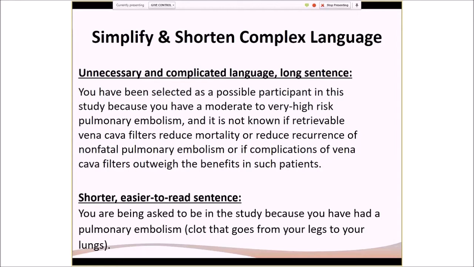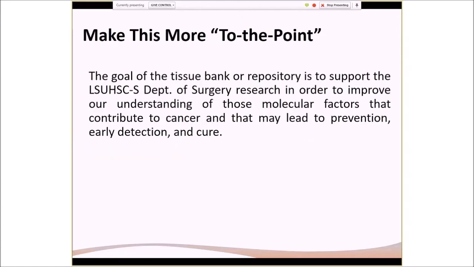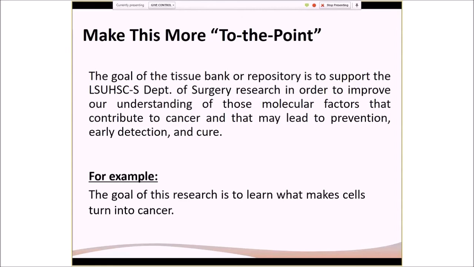To the point, specific. Anytime Connie and I are asked to simplify things, we take little chunks and we bullet them and we begin to take out words that are not essential, and there are always a ton of them. So, can you make this more to the point? The goal of the tissue bank or repository is to support the LSU HSC Department of Surgery research in order to improve our understanding of those molecular factors, blah, blah, blah. So, that's not very patient-centered. That's all about the tissue bank and the Department of Surgery. The goal of this research is to learn what makes cells turn into cancer.